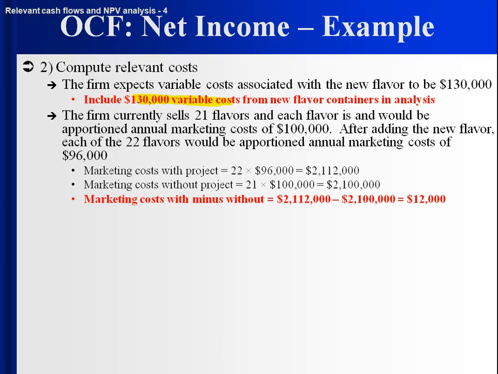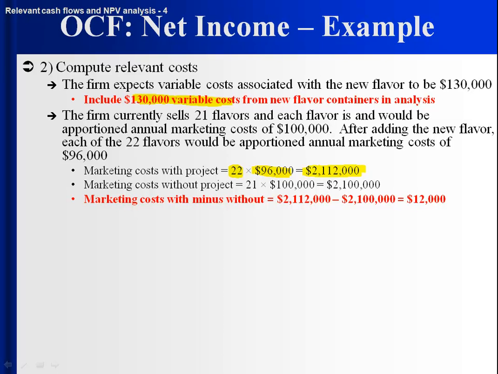The second is needing to look at an allocated cost, but not say, oh, costs go from 100,000 per flavor to 96, so they go down 4, or saying, oh, it's 96,000, so that's the answer. You need to look at the total marketing cost to the firm with the project, and we know that that would involve 22 flavors, all being charged 96,000. So we know that the total marketing costs, if the firm embarks on this project, would be 2,112,000.